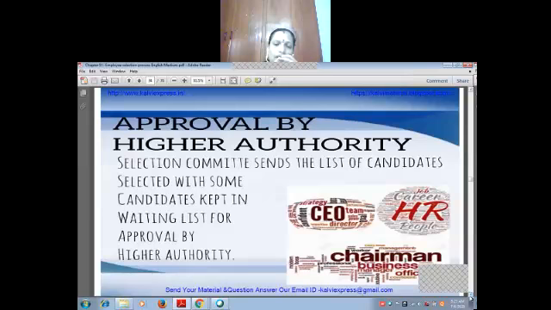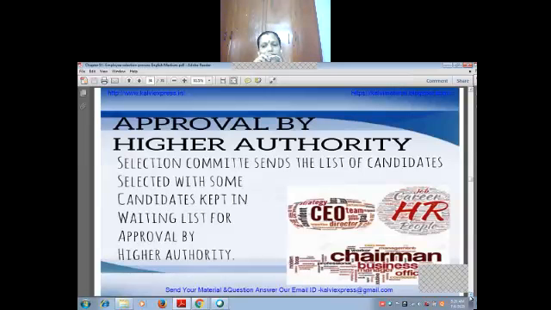Approval by higher authority. All the tests and everything will be over. Okay, so the aptitude test, numerical test, achievement test and intelligence test, everything is over. After this, so many interviews we have crossed for the candidate, and then they should get approval from the higher authority. The selection committee sends the list of candidates selected, with some candidates kept in a waiting list, for approval by higher authority. So the selection committee will send the list of candidates selected.